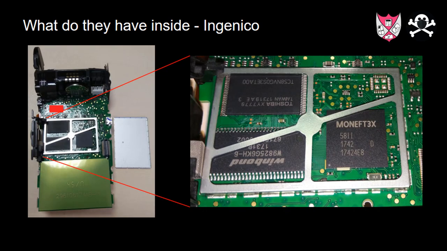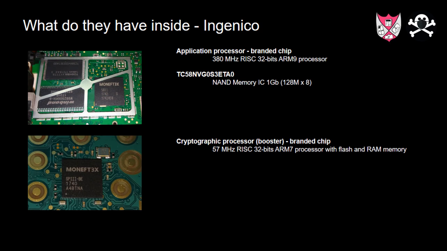This is the other side of the printed circuit board and you see another branded microcontroller. They call it the application processor according to its purpose. Exactly, you can't find any information about this microcontroller. As in the previous case, the flash memory in the upper left corner stores the operating system and application code. You can desolder the flash memory in order to obtain the operating system and application code for research.